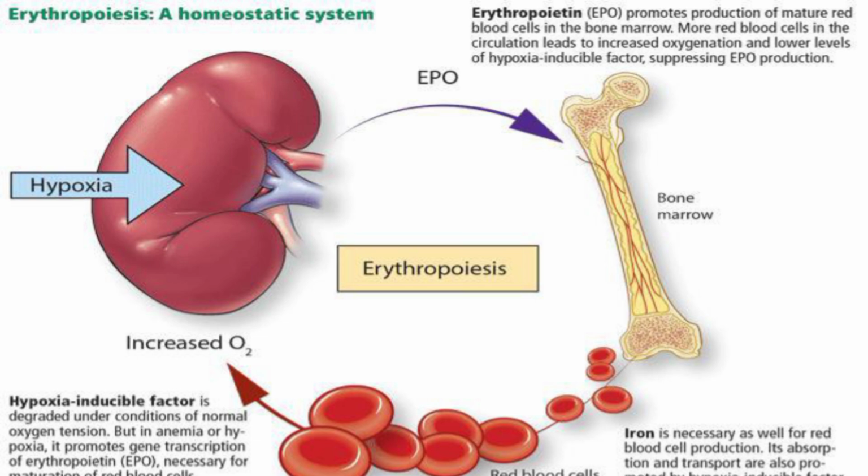So this picture is showing the role of erythropoiesis caused by erythropoietin. Hypoxia inducible factor is degraded under conditions of normal oxygen tension, but in anemia or hypoxia, it promotes gene transcription of erythropoietin.